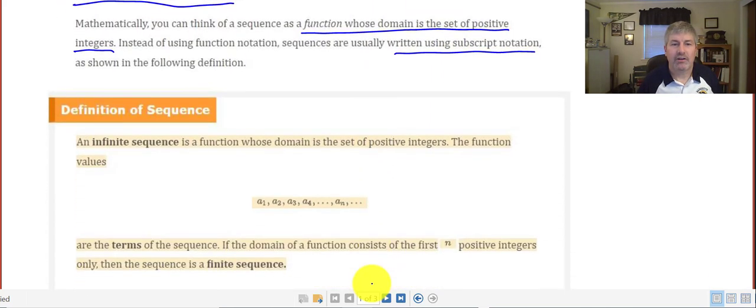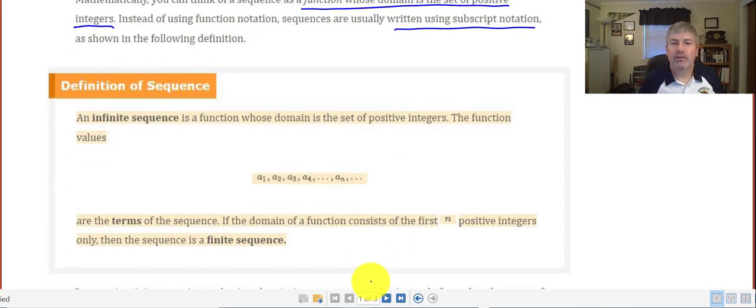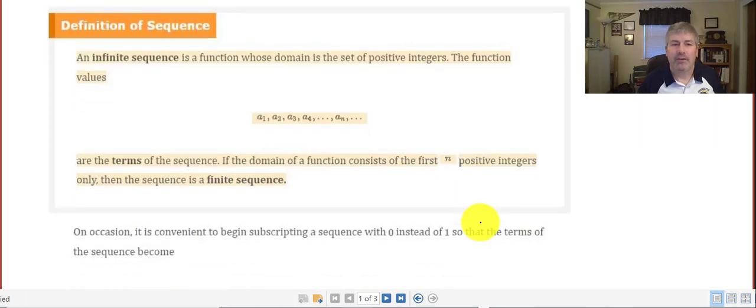So our definition of a sequence is a function whose domain is the set of positive integers, with values a sub 1, a sub 2, a sub 3, a sub 4, to a sub n. Those are considered the terms of the sequence, and the domain of the function consists of the first n positive integers. This would be considered a finite sequence. We'll also look at infinite sequences later on.